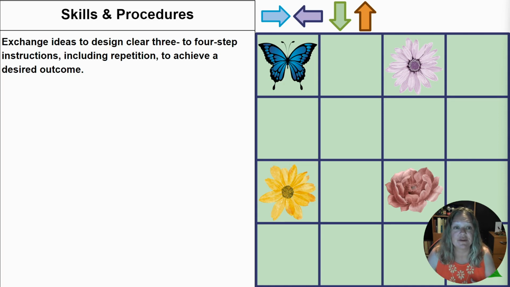Now get together with a partner and compare your 2 algorithms. How are they the same? How are they different? Does one of you have more steps than the other? Do you think there's a way that you can make this smaller now?